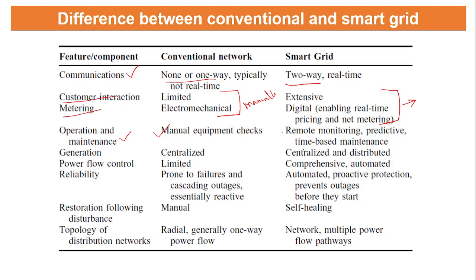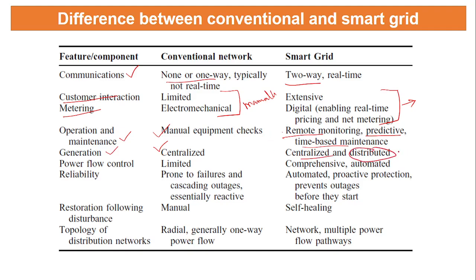So here we are able to monitor remotely and predict, and time-based maintenance can be possible. Next, in the conventional grid, generation is centralized, because whatever electricity is generated in all the places has to come to the grid, and only after that is it distributed to all the places. Here it is centralized and distributed.